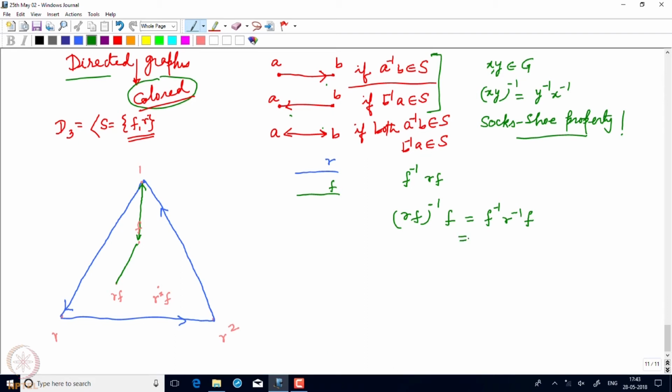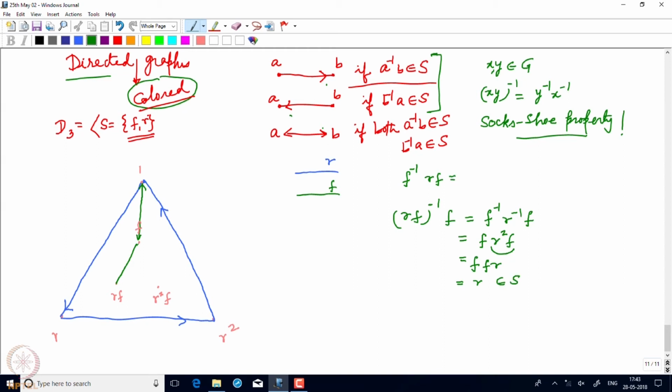Quite a curious name. So using the socks shoe property, I conclude that this is F inverse R inverse F, and this is F R square F. So what would it be? I said some time ago that R square F is the same as FR. So I have F and this is FR. And F square is 1. So this is just R, which actually belongs to S.